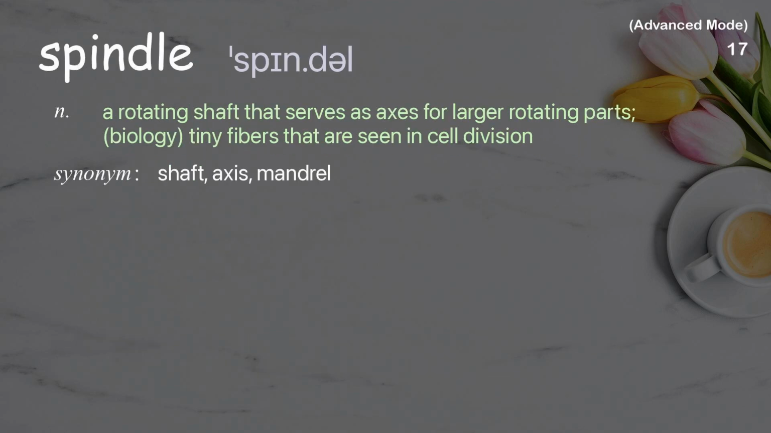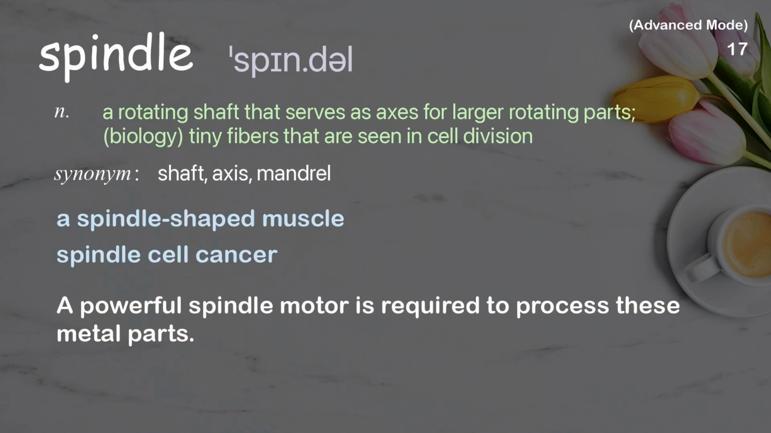Spindle. A rotating shaft that serves as axes for larger rotating parts. Biology, tiny fibers that are seen in cell division. Examples: A spindle-shaped muscle. Spindle cell cancer. A powerful spindle motor is required to process these metal parts.